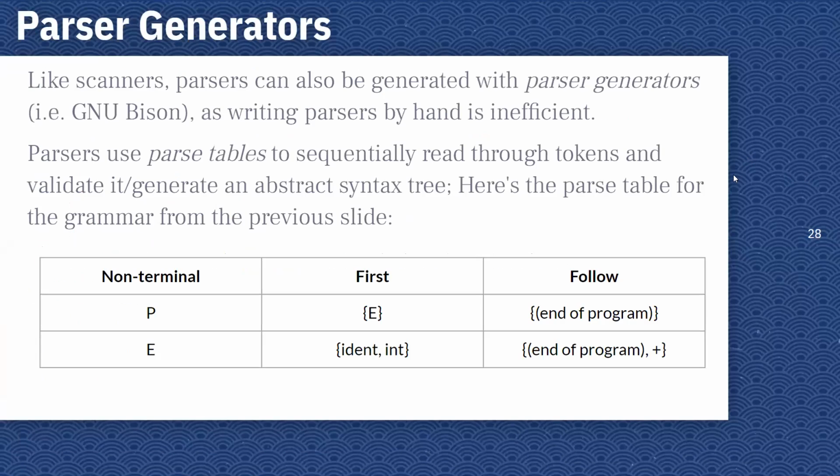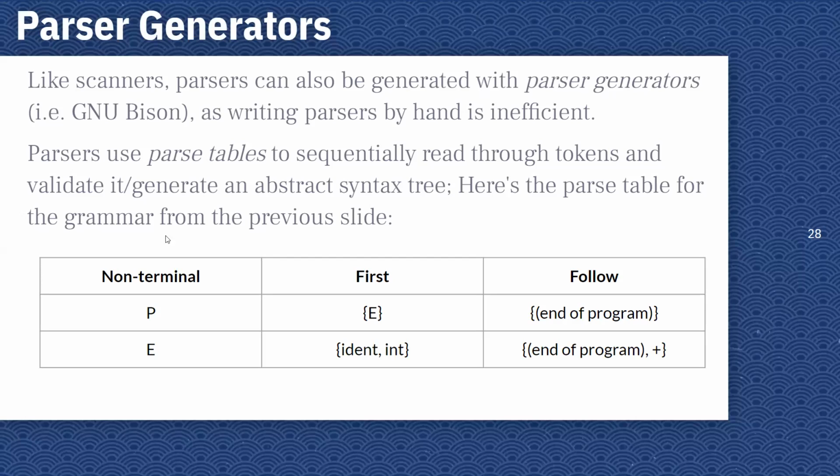So like scanners, parsers can also be generated using what's called parser generators like GNU Bison, since writing parsers by hand is inefficient. And these parsers use what's called parse tables to sequentially read through tokens and either validate the tokenized program or generate an abstract syntax tree.